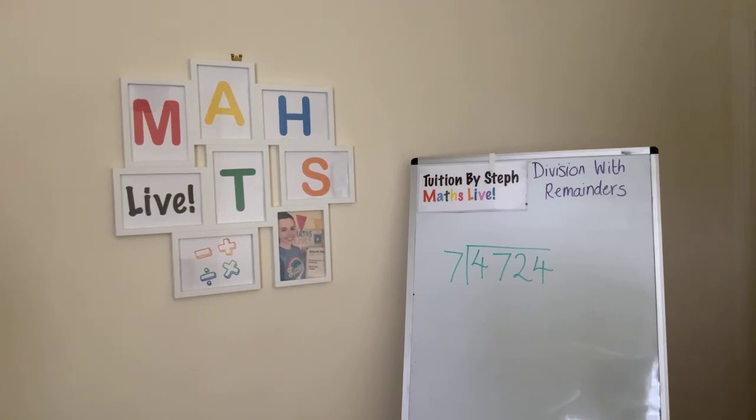So like I say, just do your normal short division, normal bus stop division, and then when you get that remainder, write it next to the answer, and then just plonk the number we're dividing by as the denominator underneath it.